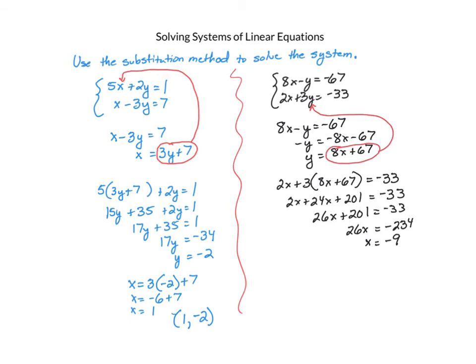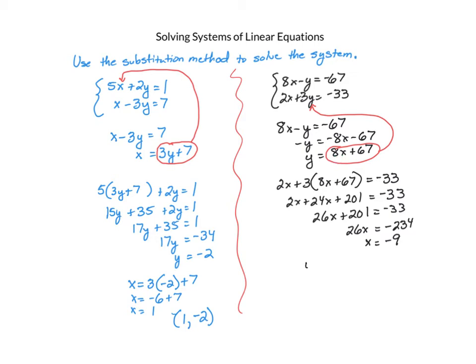As with the previous example on the left, once we have one value, we can just back substitute and find the other value. So I have x, I'm trying to find y. So I'm going to substitute this -9 right in here. I could come back to the first equation up here and substitute it in here or here. It's a matter of personal preference. I'm substituting it in right there.